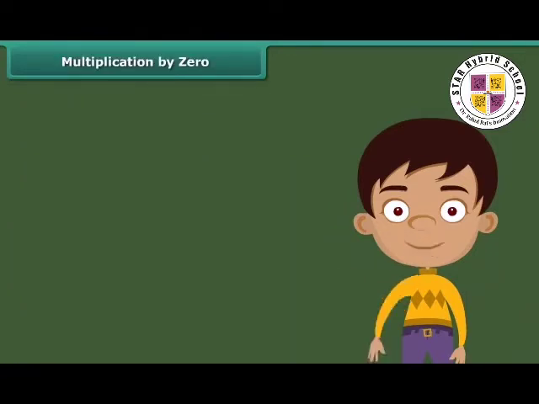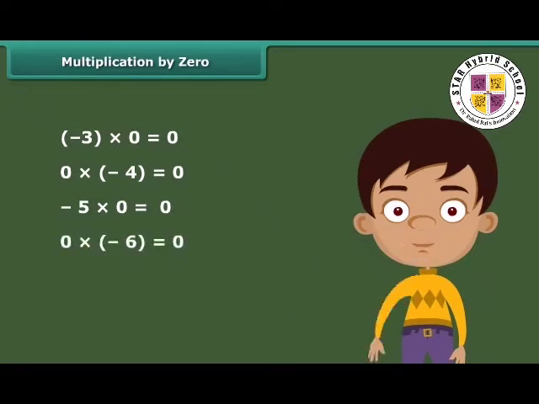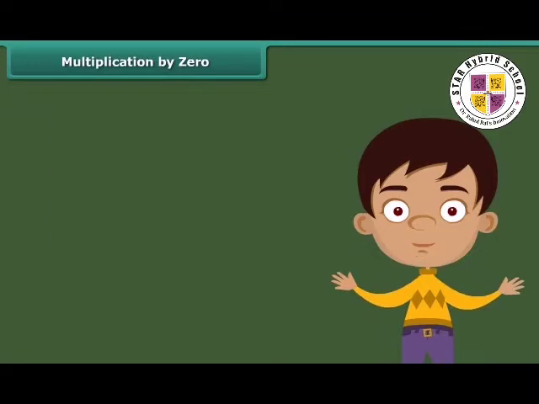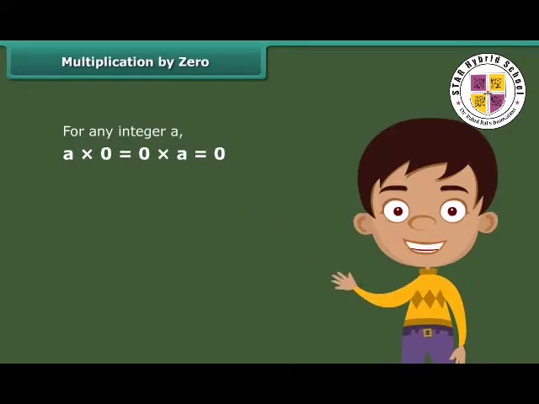The product of a negative integer and 0 is 0. For example, -3 into 0 equals 0, 0 into -4 equals 0, -5 into 0 is equal to 0, 0 into -6 is equal to 0. In general, for any integer a, a into 0 is equal to 0 into a, which equals 0.